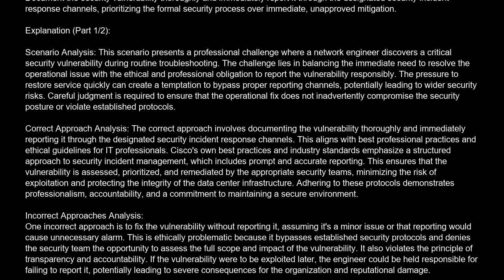Explanation. Scenario analysis. This scenario presents a professional challenge where a network engineer discovers a critical security vulnerability during routine troubleshooting. The challenge lies in balancing the immediate need to resolve the operational issue with the ethical and professional obligation to report the vulnerability responsibly. The pressure to restore service quickly can create a temptation to bypass proper reporting channels, potentially leading to wider security risks. Careful judgment is required to ensure that the operational fix does not inadvertently compromise the security posture or violate established protocols. Correct approach analysis.